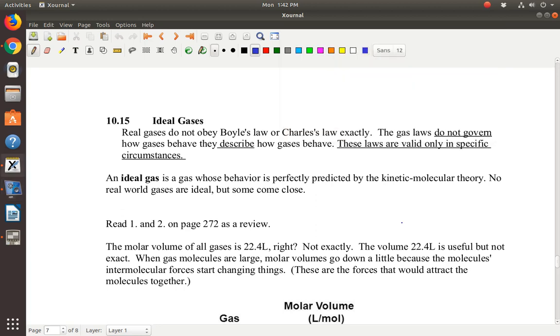Okay, class, this is going to be video 3, and we're going to go through the ideal gases and ideal gas law, which is the tail end of Chapter 10's notes. So pull out your notes again.